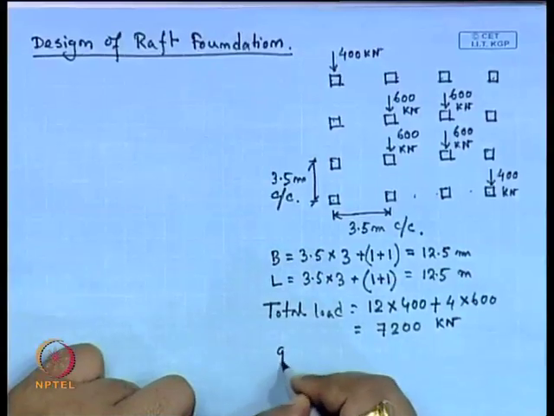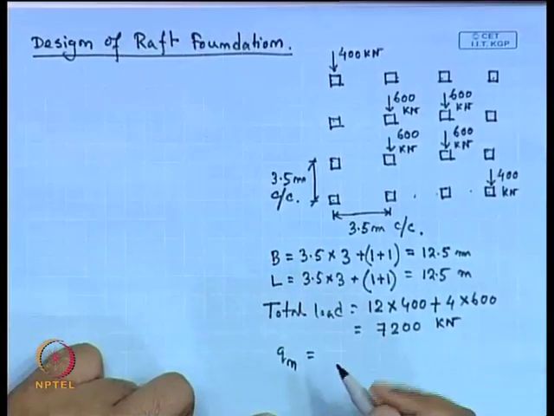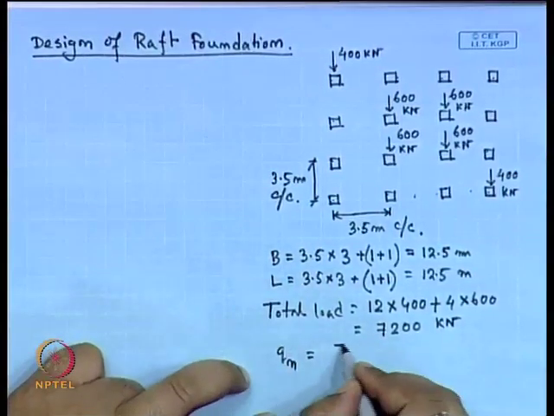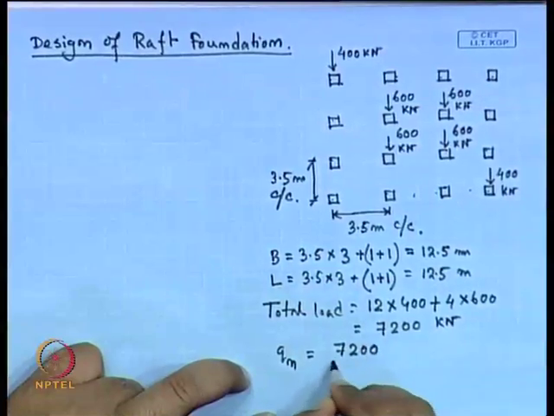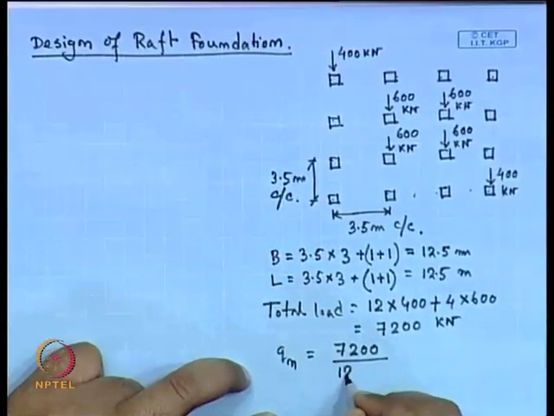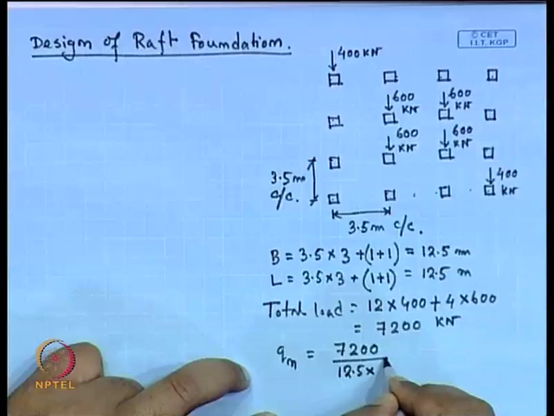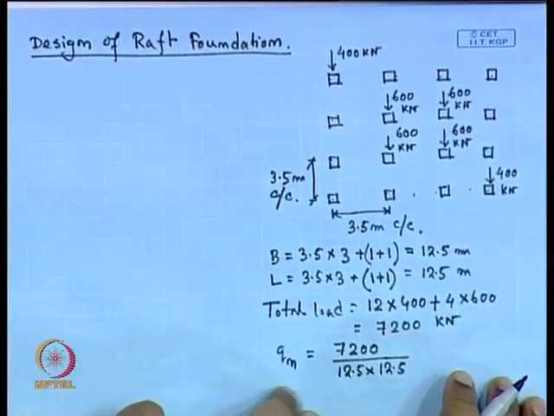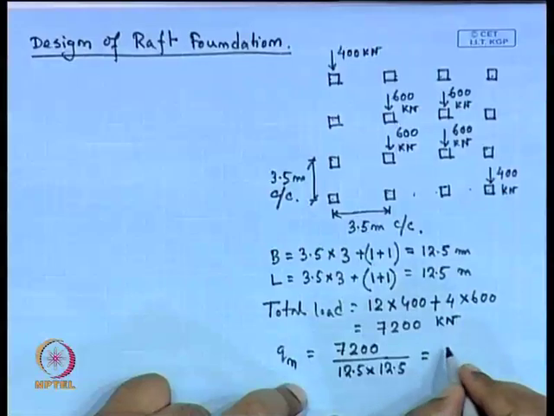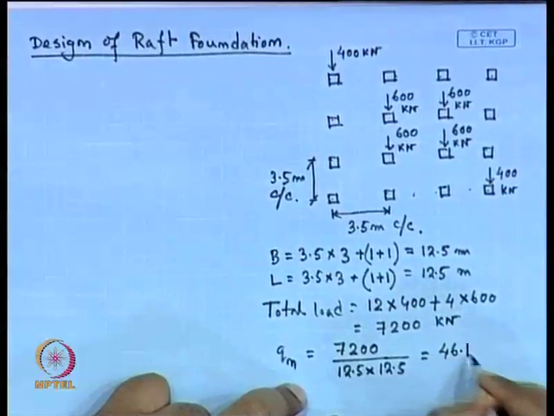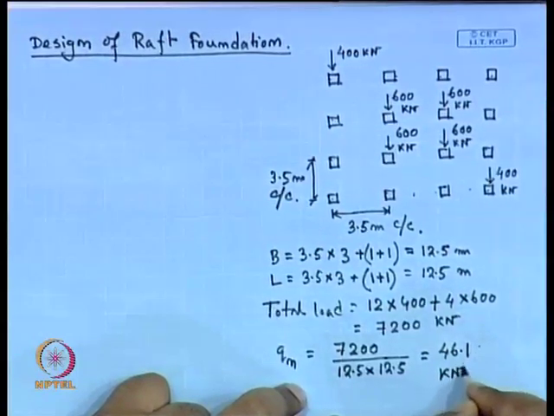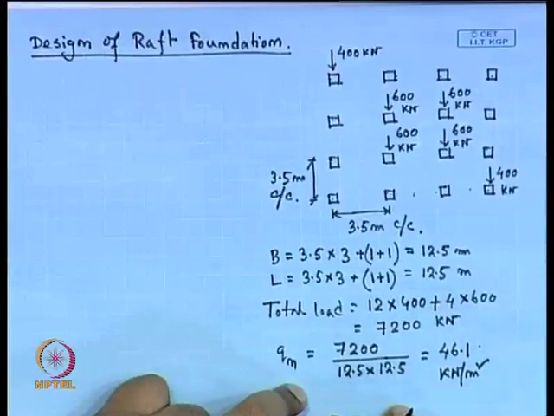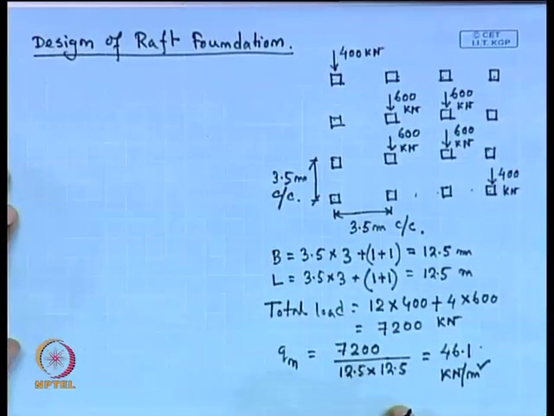So, the net load that is acting on this raft is 7200 divided by the area, which is 12.5 into 12.5. So, that means it is coming to 46.1 kilonewton per meter square. So, this is the net load acting.